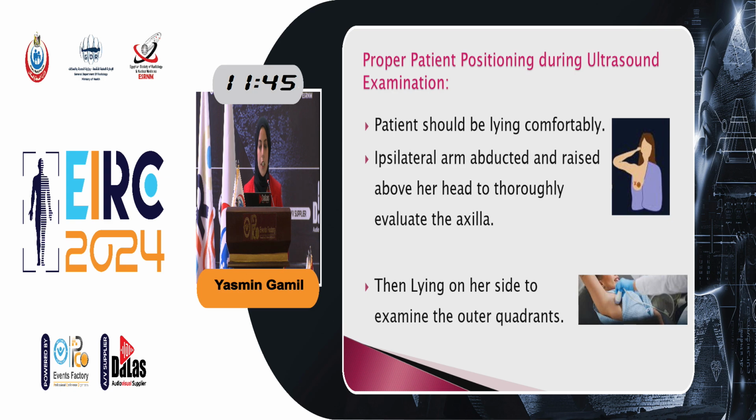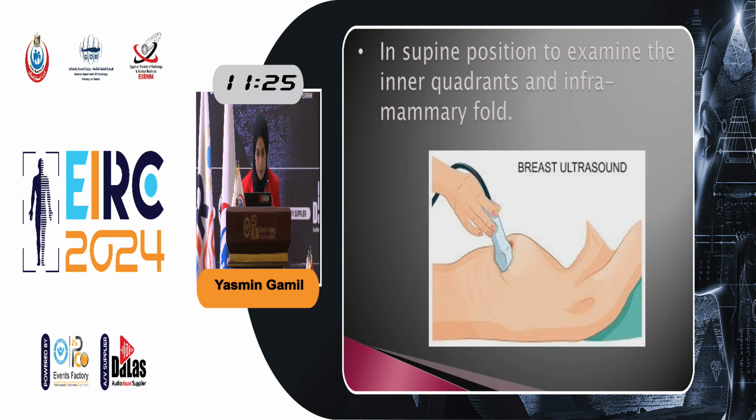Proper patient positioning during ultrasound examination is mandatory to ensure a conclusive ultrasound examination. The patient should be lying comfortably, ipsilateral arm abducted and raised above her head to thoroughly evaluate the axilla, then lying on her side to examine the outer quadrants. In supine position, to examine the inner quadrants and inframammary fold.